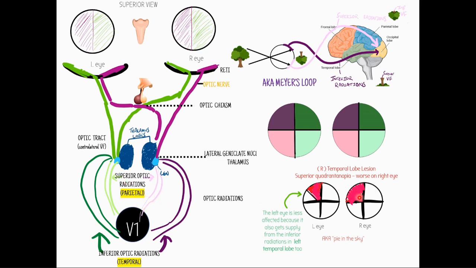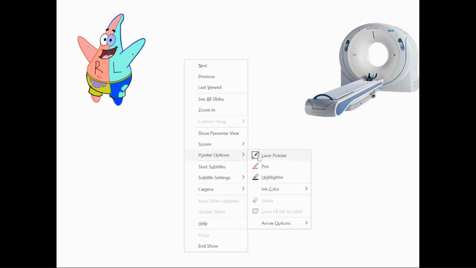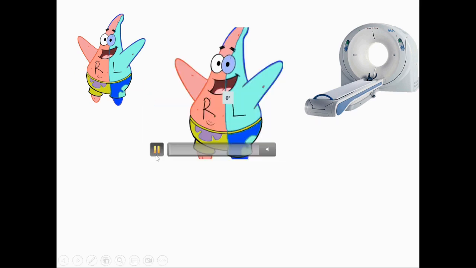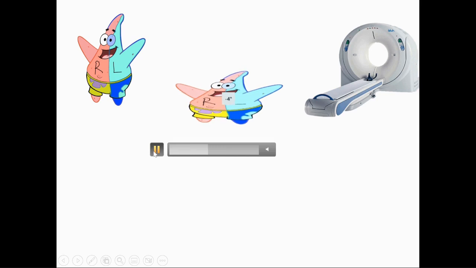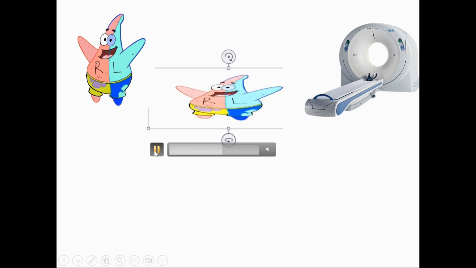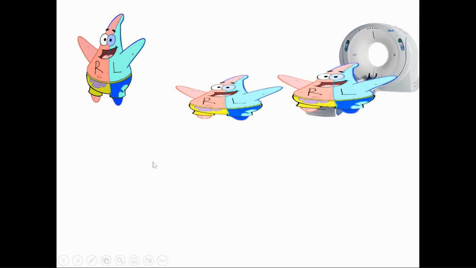Okay, finally, we are going to talk about the PCA stroke, the occipital lobe stroke. To do that, we need to bring up our assistant Patrick Star. So this is Patrick. This is his right side. Now we're looking anatomically. So this is his right side. This is his left side, which he's been helpfully color coded. We're going to move Patrick, and we're going to lie him down so that he can lie onto our CT scanner. Okay, so Patrick is now lying down like this.